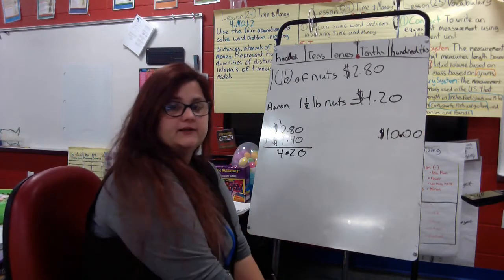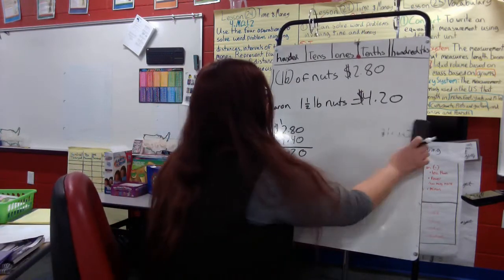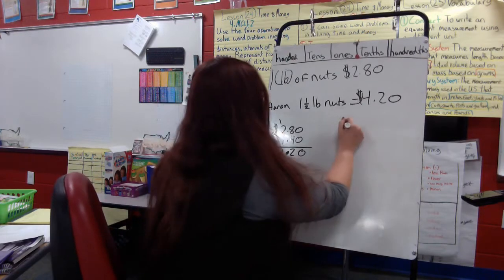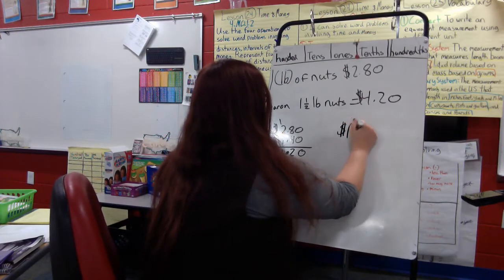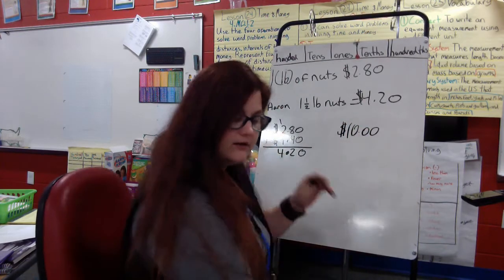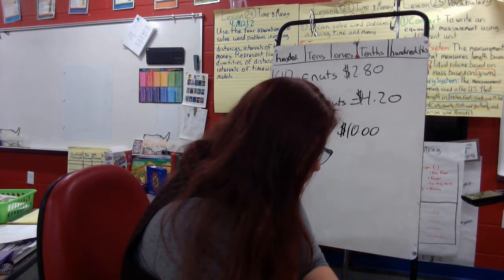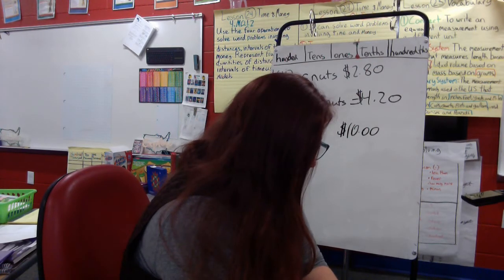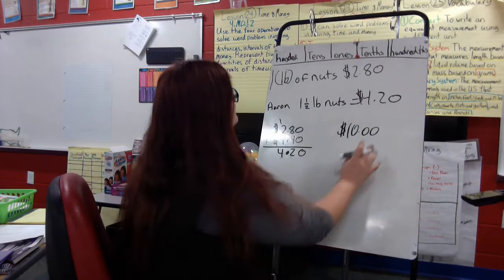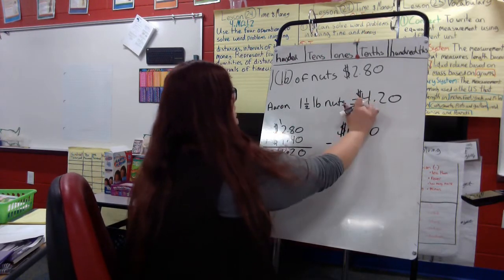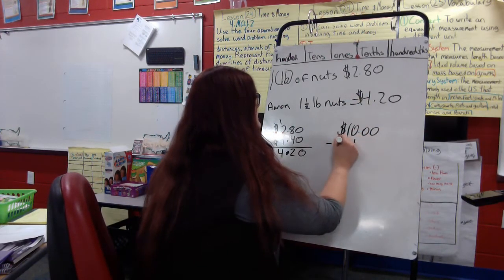But we're not done. We still have this $10 floating around. Remember that $10 is how much he gave the clerk. All right. So our total, $4.20.